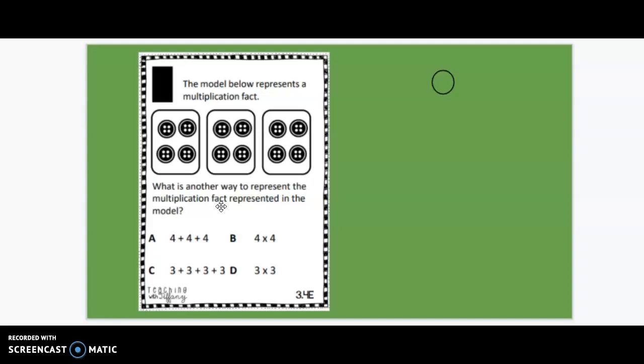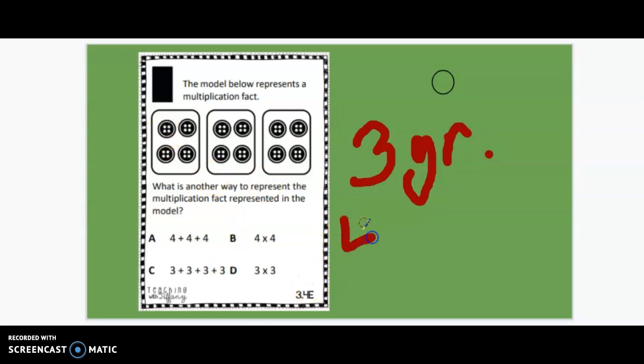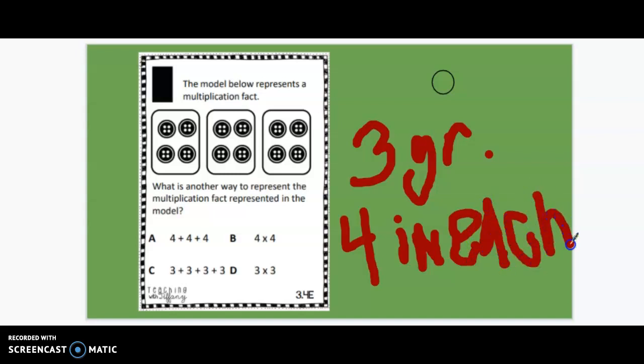All right, well, I already said that I have 3 groups. That's important to know that you have 3 groups. Oh, that is way too big, I'm sorry. We have 3 groups, and I'm just going to put that. And we have 4 in each. Okay, so we have 3 groups and we have 4 in each group.